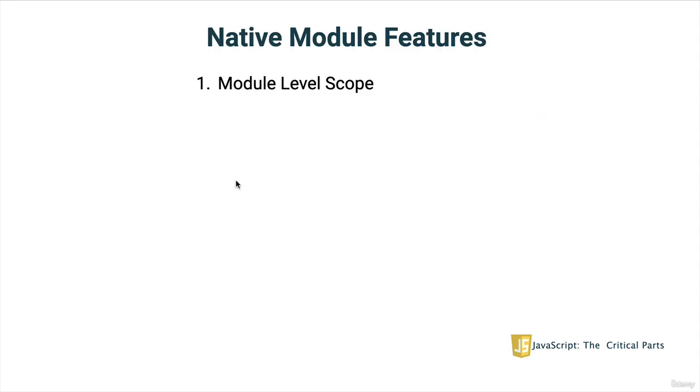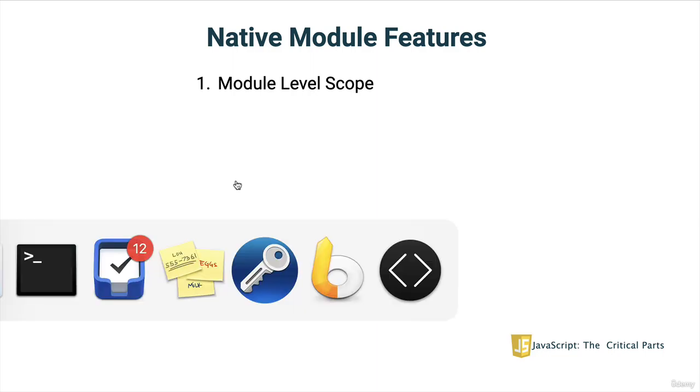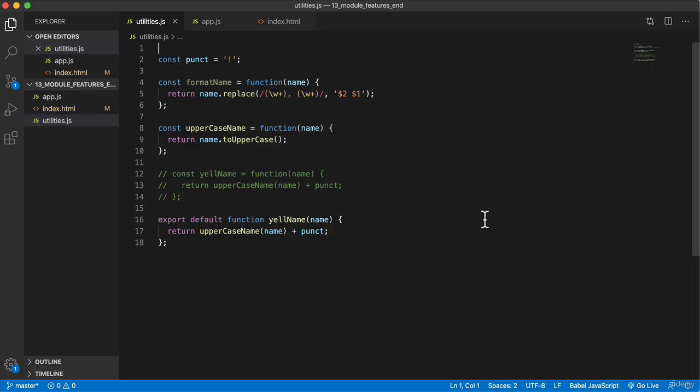So first off, native modules have module level scope. So what we've just done is we've introduced a new scope into JavaScript, and that has to do with modules. So let's look at an example of that. I think this is pretty obvious, but if utilities and app.js were not of the type module, then app.js could access that without any of it being exported. It wouldn't need to be exported for it to access because those would be on the global scope.